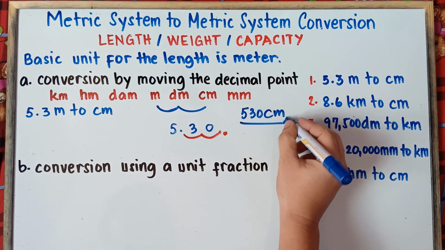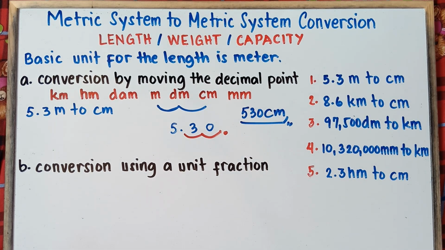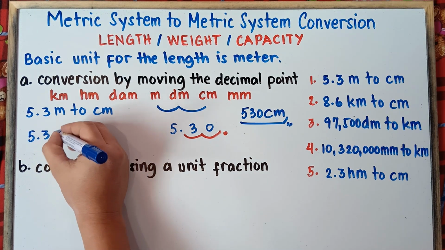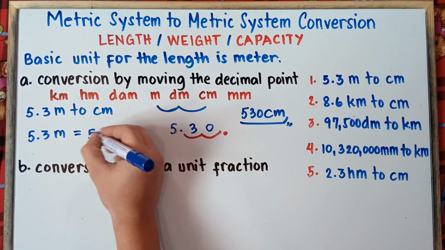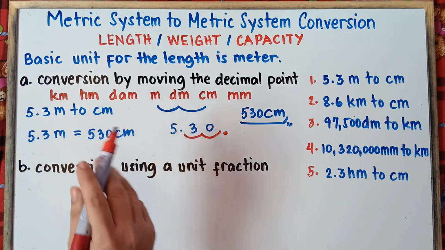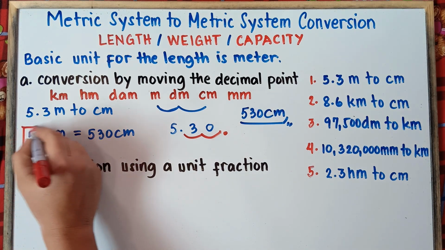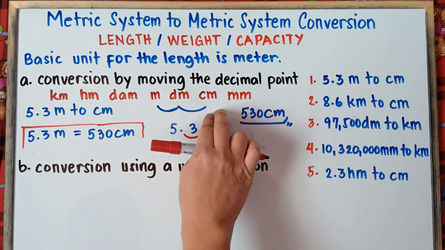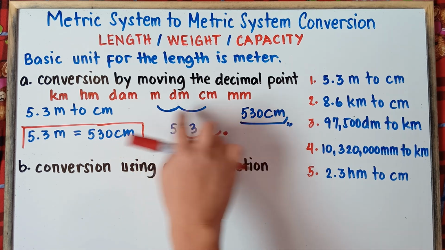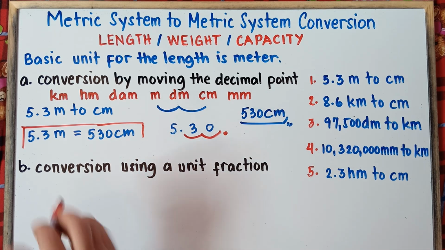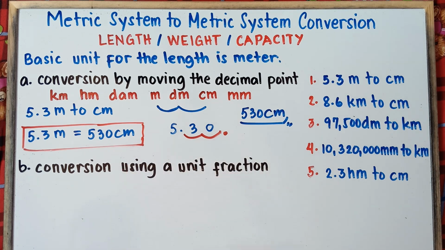That's it, easy as that. That's the answer for number 1. Therefore we can say that 5.3 meters is equal to 530 centimeters. Easy as that. Conversion by moving the decimal point: you check how many units you will move, and since we move 2 units, we move the decimal point 2 units to the right, because we are going from meters to centimeters. Alright, so this is the answer for number 1 by moving the decimal point.